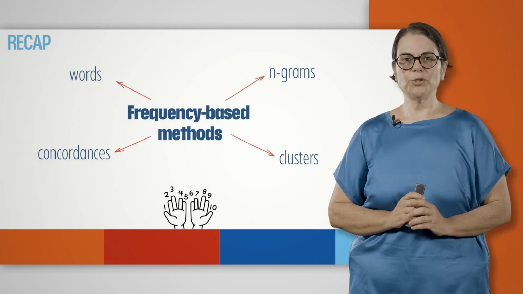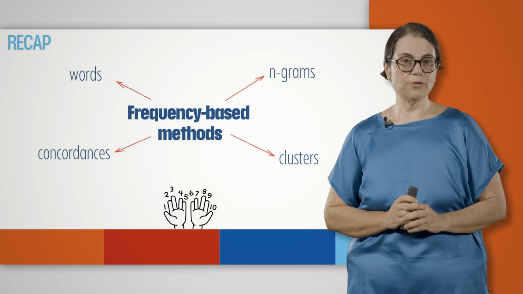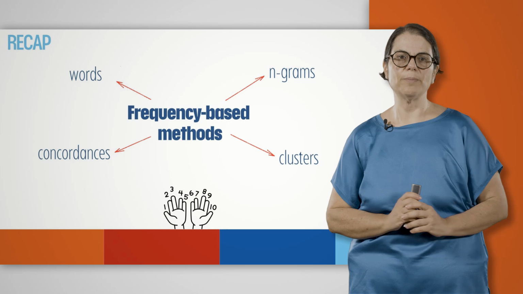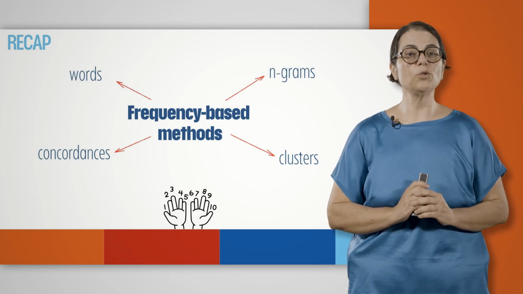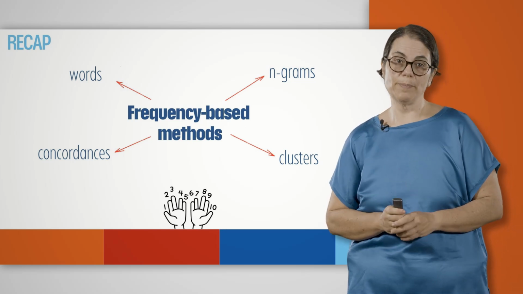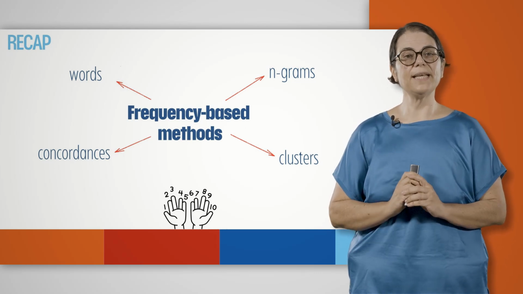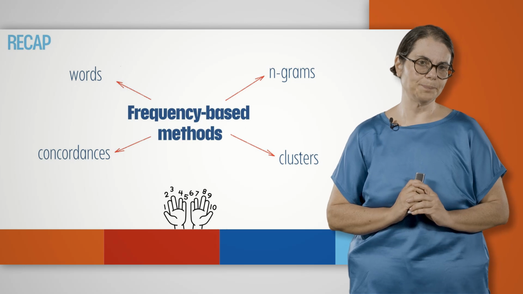The tools we introduced in the preceding lessons are rather straightforward, in the sense that the corpus-driven ones, namely word lists and n-gram lists, provide lists of frequent words and phrases, and the corpus-based ones, namely concordances and clusters, display words and phrases in their textual environment.